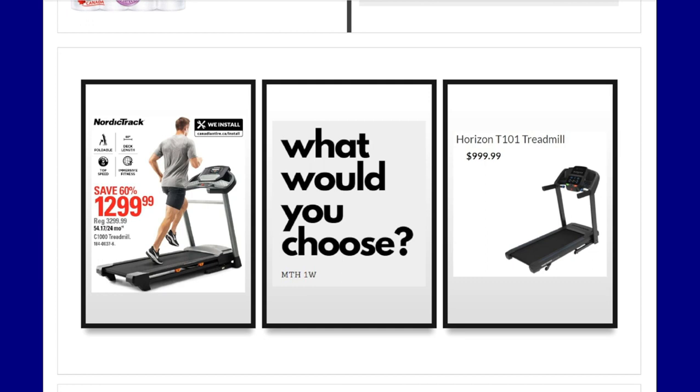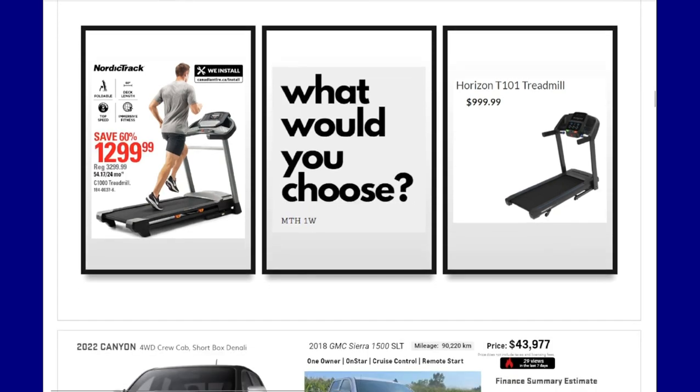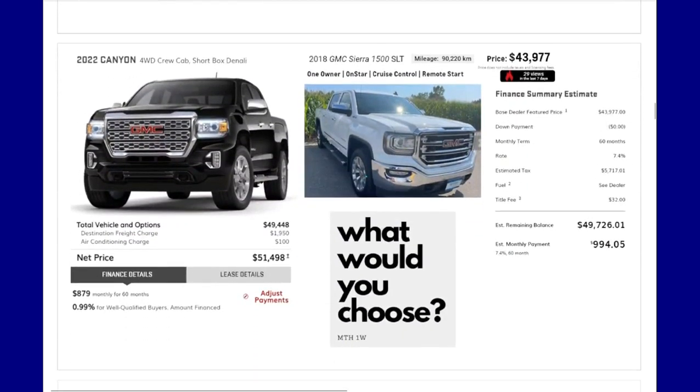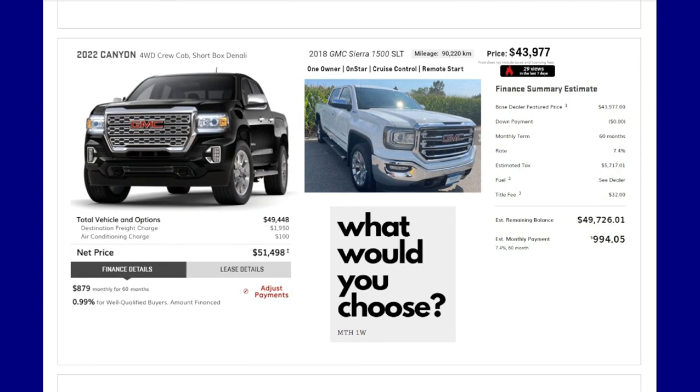Looking at the two treadmills. Would you buy the Nordic track that's on sale for 60% off for $1,299.99, or the Horizon treadmill for $999.99? Again, no right or wrong answer. What's your reasoning though? Why would you choose one over the other? Or what is your choice? Which one would you choose?